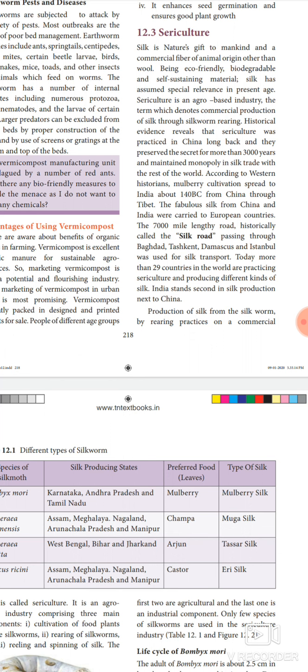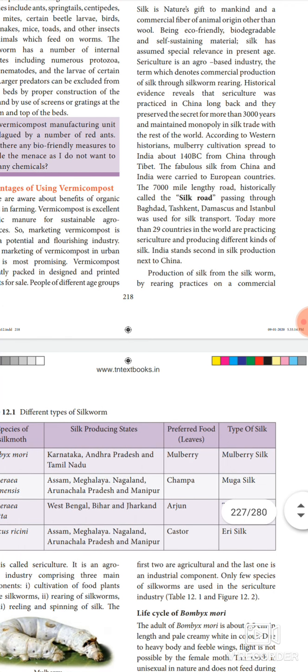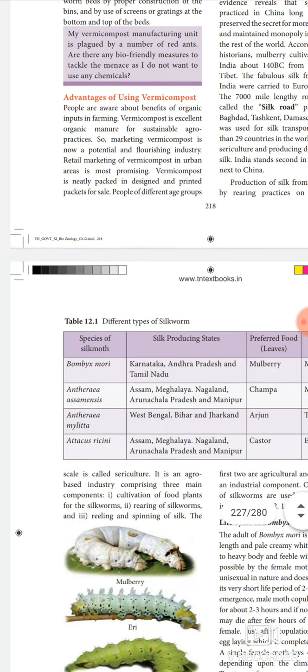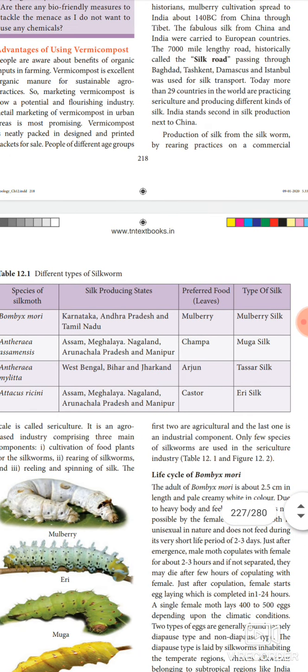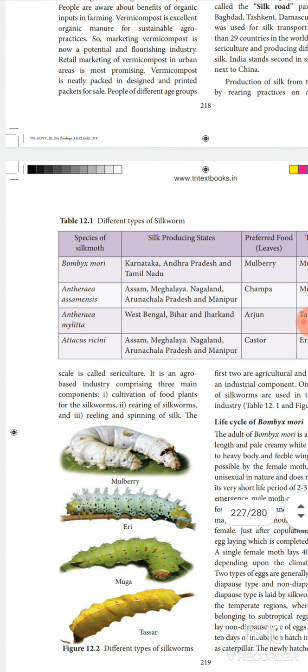Okay, I understand. Next, production of silk from the silkworm by rearing practices on a commercial scale is called sericulture. Already I said, production of silk from the silkworm. From what do they prepare this? The silkworm. That rearing of silkworm on a commercial scale is called sericulture.